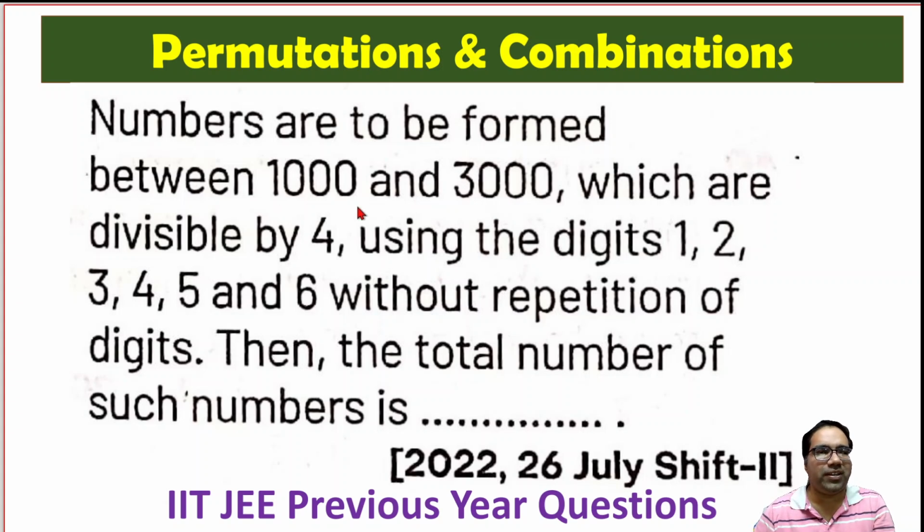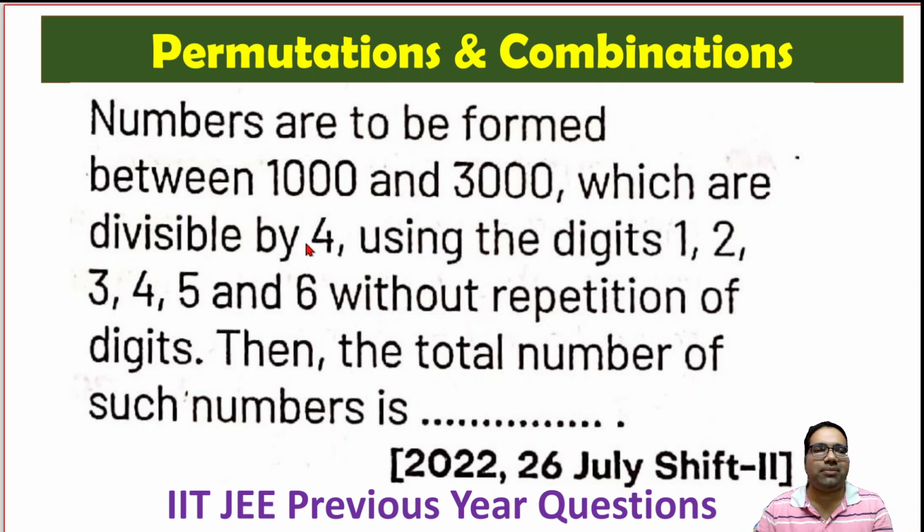Numbers are to be found between 1000 and 3000, and these numbers should be divisible by 4. And these numbers have to be formed using these digits only: 1, 2, 3, 4, 5, 6. And there is no repetition of digits. Then how many such numbers are possible?